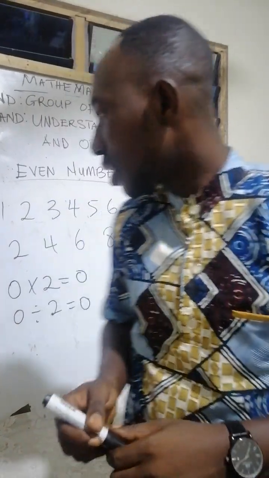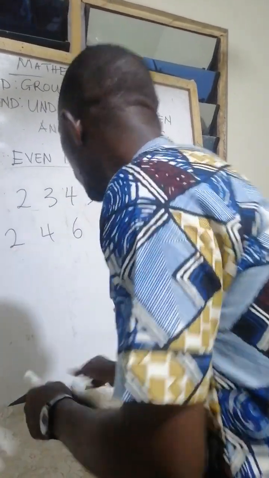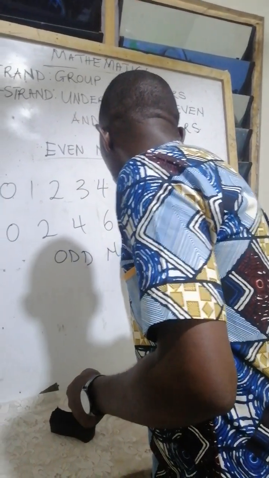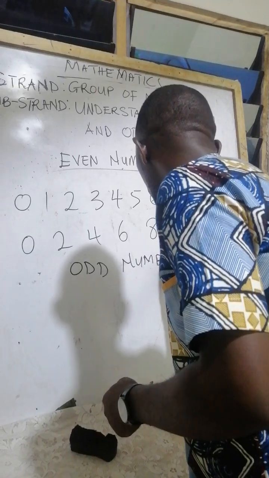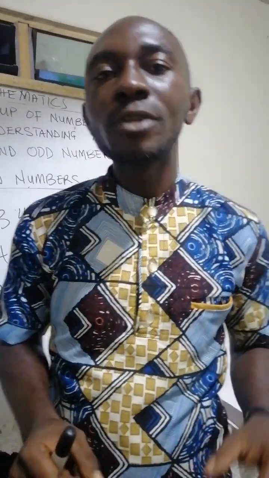Now let's look at odd numbers. Odd numbers are also numbers that when 2 divides, the remainder will be 1. Or odd numbers are numbers that 2 cannot divide evenly. There is always going to be a remainder of 1.